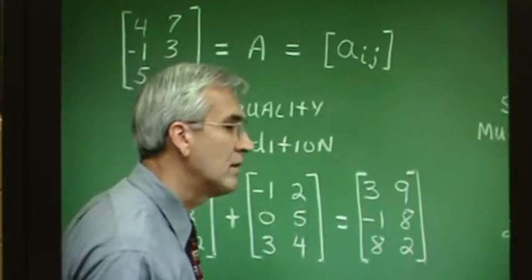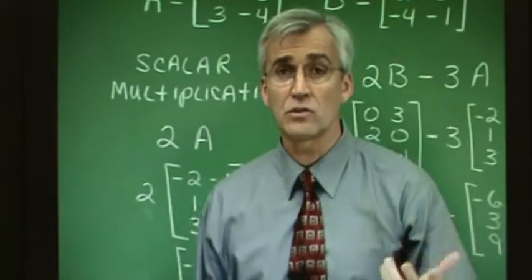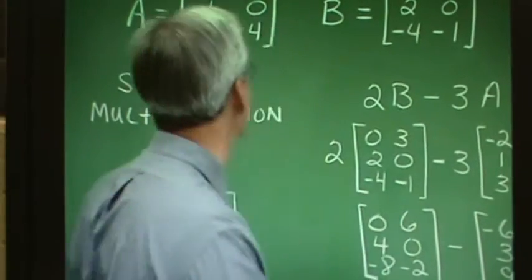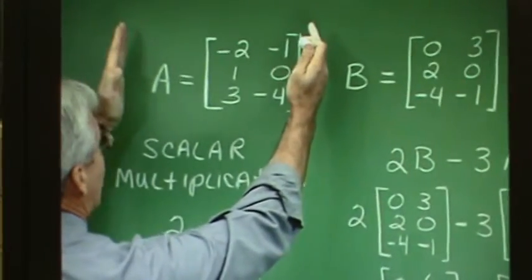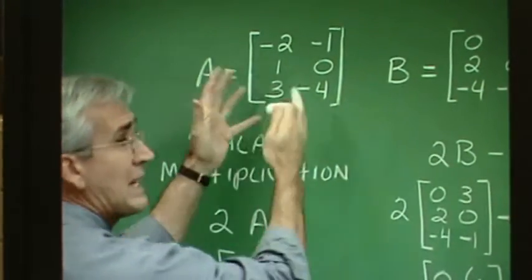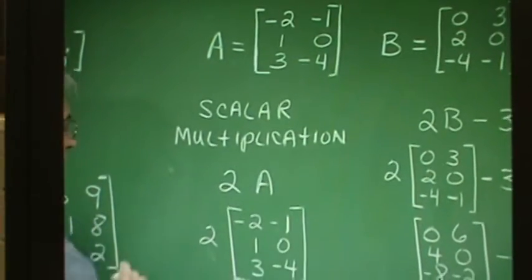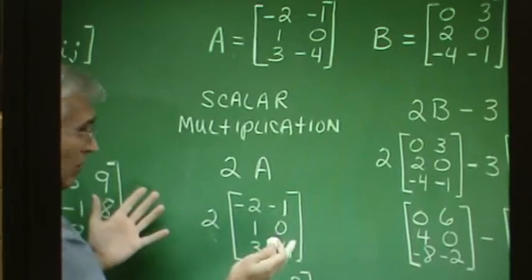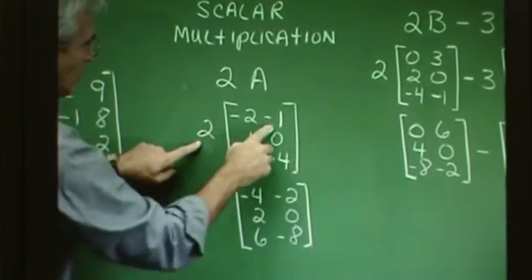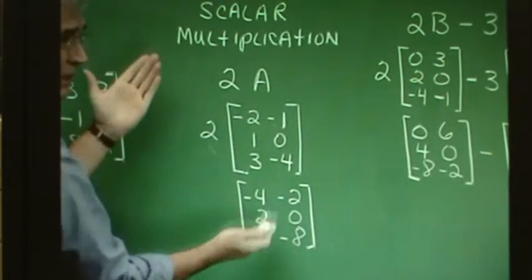Now, with multiplication, there are actually two kinds of multiplication. The first one is very predictable. It's called scalar multiplication. It works like this. Suppose we have matrix A defined this way. For scalar multiplication, we multiply times each item within the matrix. 2A means 2 times the entries here for the matrix, and so we just double all of them. 2 times -2, -4, 2 times 1, 2, 2 times 3, 6, 2 times -1, -2, 2 times 0, 0, 2 times -4, -8. Highly predictable kind of thing.